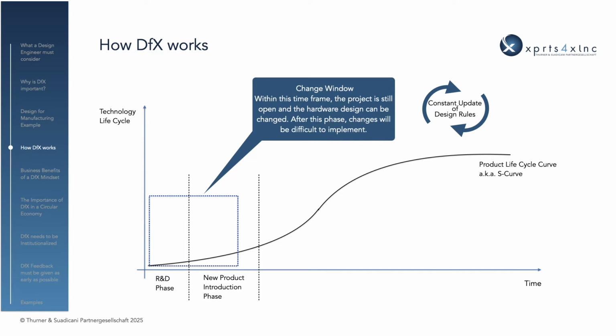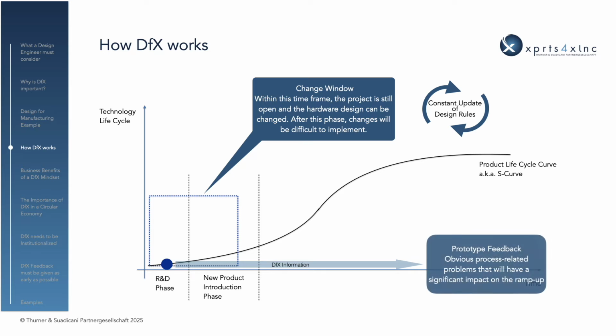It is of central importance to incorporate this continuous feedback into the so-called design rules. These guidelines provide developers with a clear framework to help them optimize future products in terms of their manufacturability.